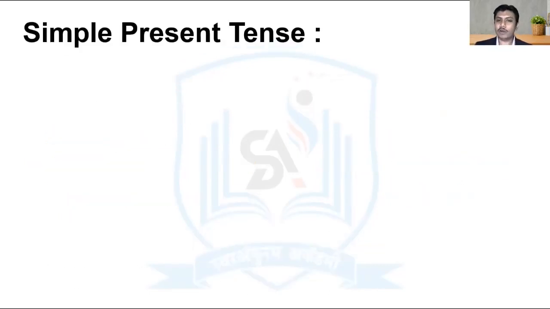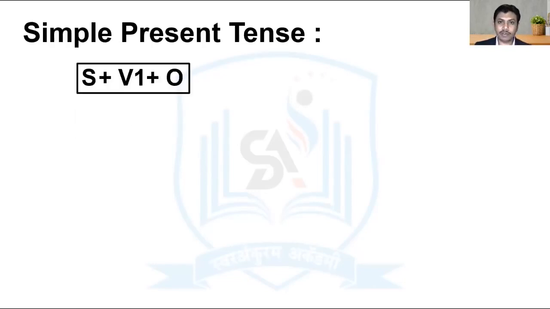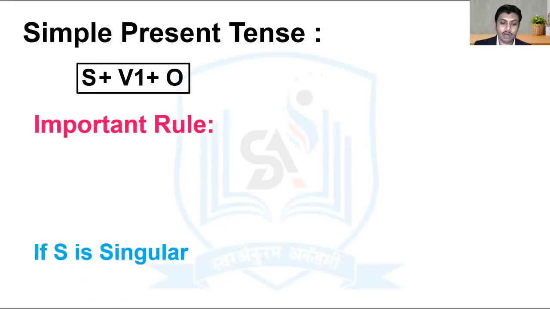Now, when we talk about simple present tense, we already know the structure: subject plus V1 plus object. Now let's understand an important rule for simple present tense. There is a rule that you need to understand very, very carefully. It's a very important rule. What is this?